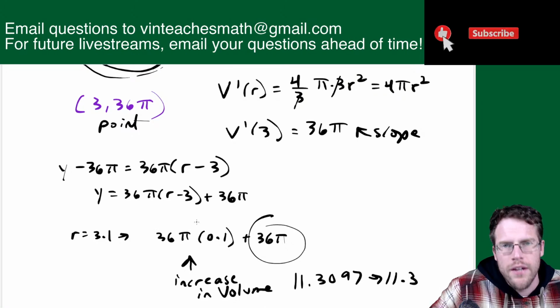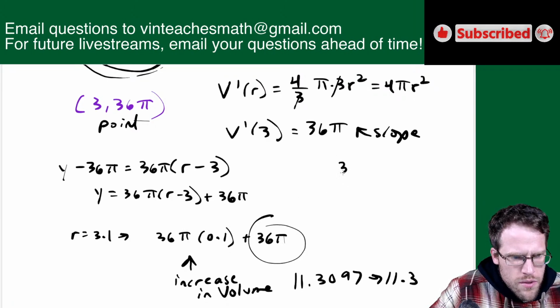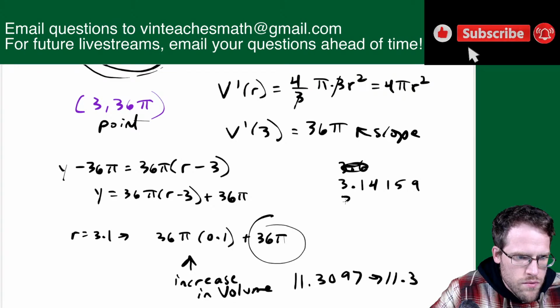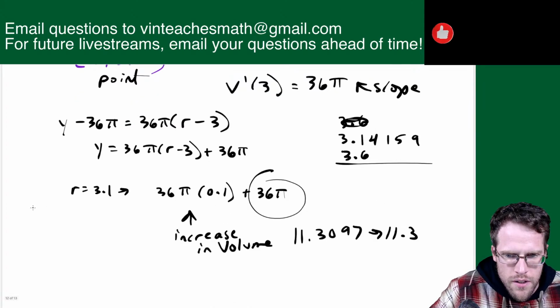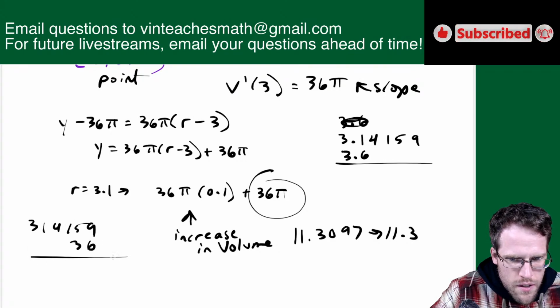If I had to do this truly with no calculator, it's kind of annoying. I guess I would do 3.6 times 3.14, like 159 or something. I'd actually take the time and write it over here. So 3.6 like this. If I really had to suffer, I would say, all right, 314159 times 36.